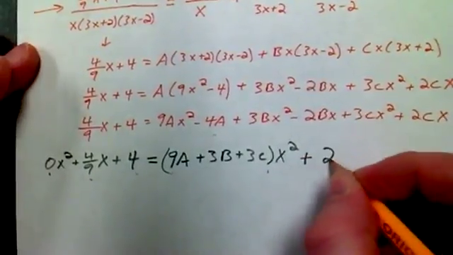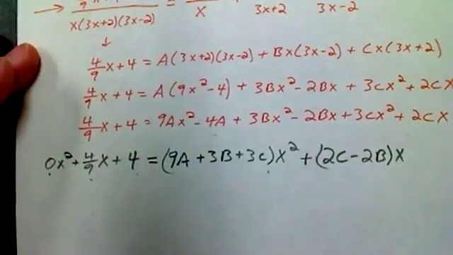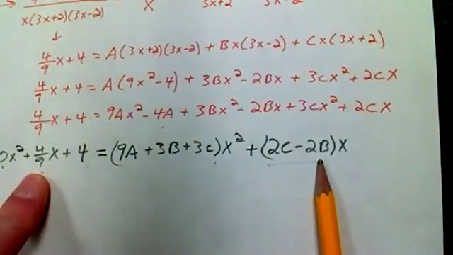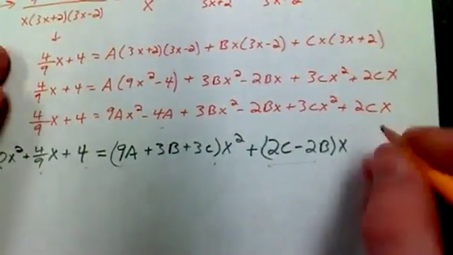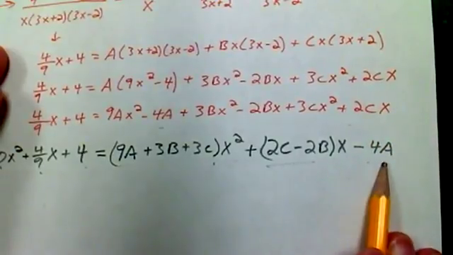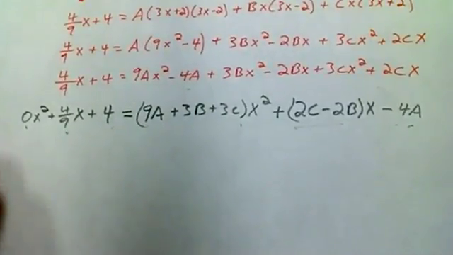Plus 2c minus 2bx. And with that, I did the same thing. That tells me that 2c minus 2b has to equal 4 over 9. And finally, all I have left here is minus 4a. That tells me that negative 4a has to equal 4. Okay? So let's go ahead and do this.